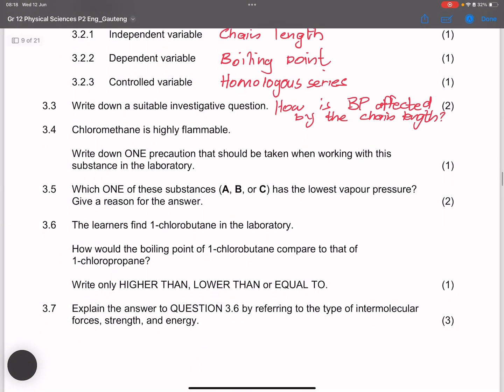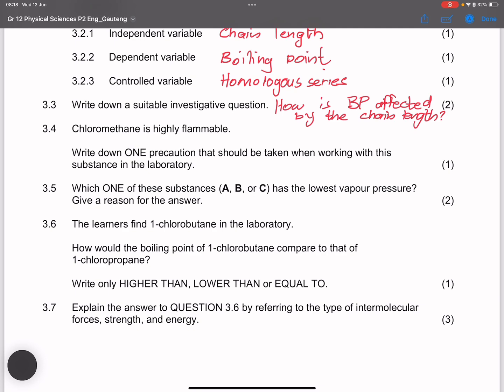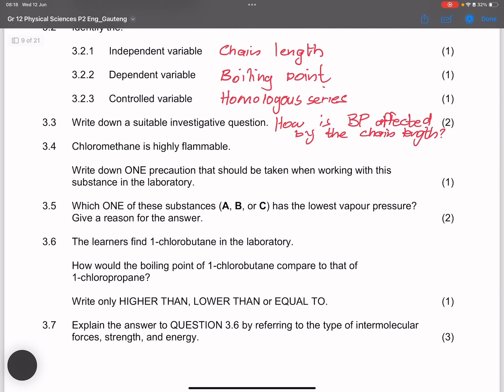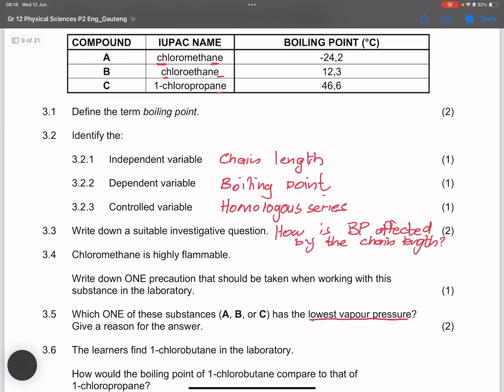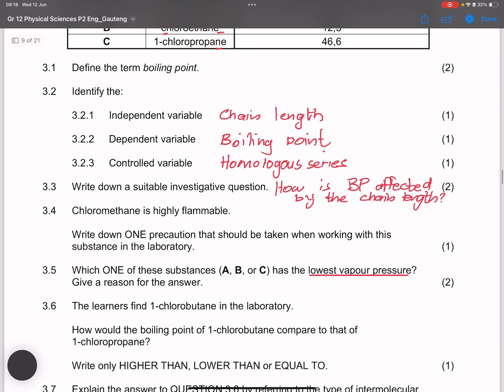The next question, 3.5, they say which one of these substances, A, B, or C, has the lowest vapor pressure? Give a reason for the answer. So please remember, we said the higher the strength of intermolecular force, the lower the vapor pressure. They wanted to find out which one has the lowest vapor pressure. Well, definitely it's going to be compound C. And they said we must give a reason. It has the strongest intermolecular forces. Or you can also mention the fact that it has the highest boiling point. I think those would be acceptable.